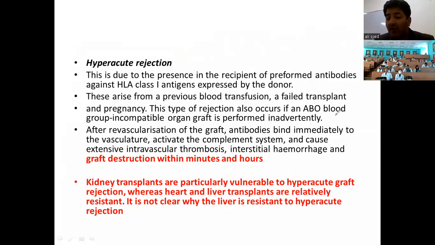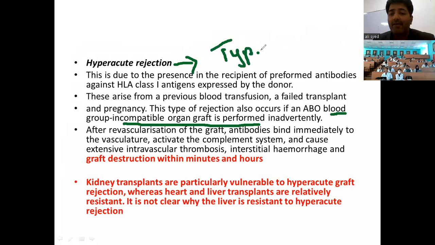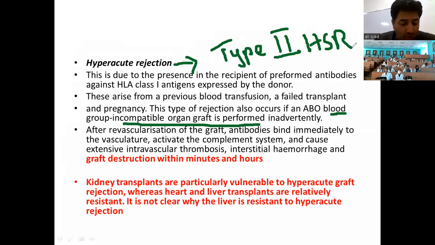It can also occur if an ABO blood group incompatible organ graft is performed. Okay. So if there is ABO incompatibility, immediately the kidney will give you the reaction. And this is known as hyperacute rejection. And please remember, hyperacute rejection is your type 2 hypersensitivity reaction. Please remember it forever. Type 2 hypersensitivity reaction.